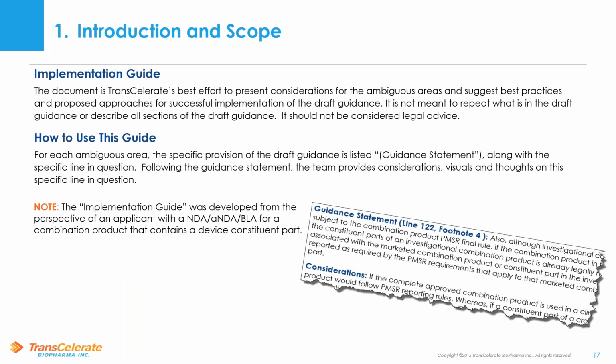Thank you. So just a little bit about the implementation guide. This is really a little bit about how it's structured. For each pain point, we identified the line in the draft guidance that was ambiguous. We then presented a consideration, which is our best practice and our recommendation for successful implementation of this ambiguous area. Today, we're going to walk through the key points addressed in the implementation guide.